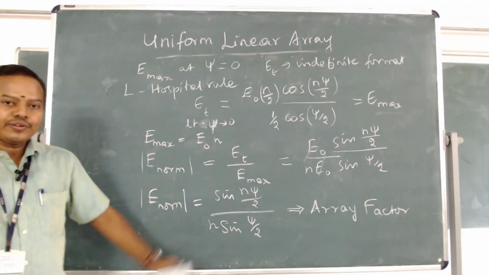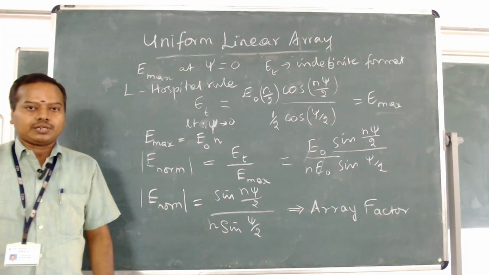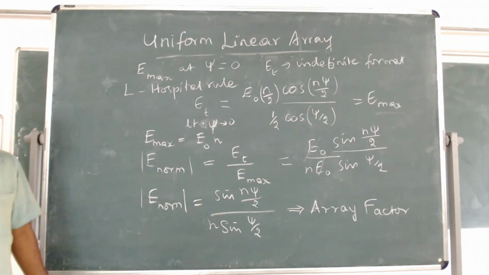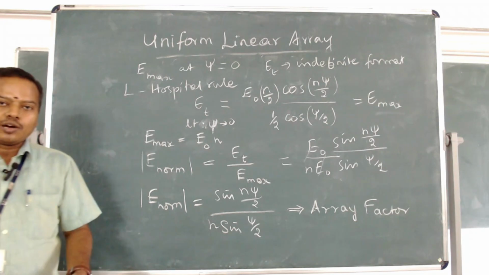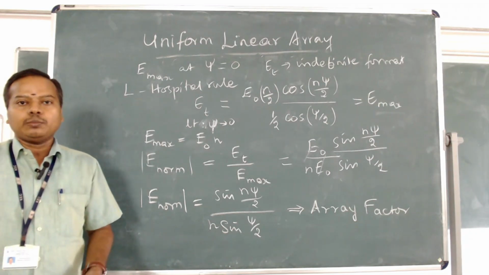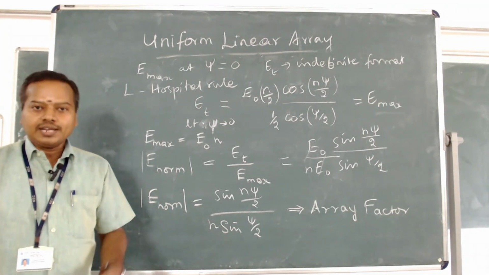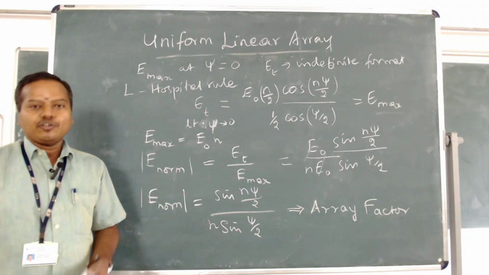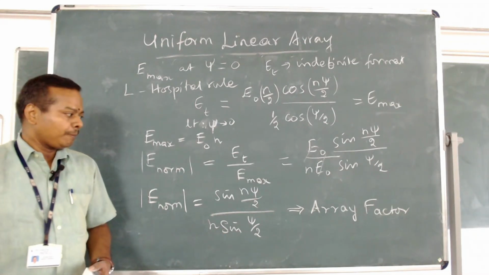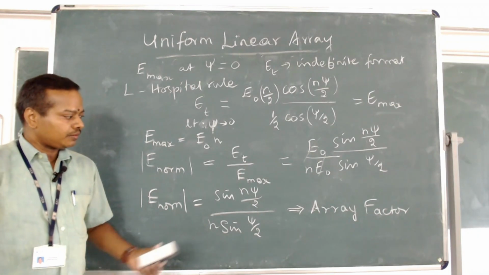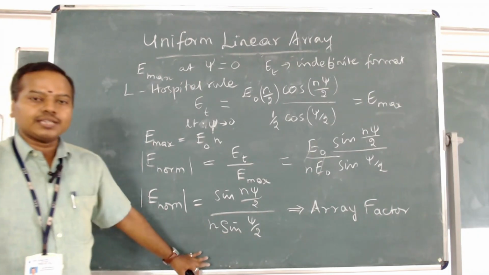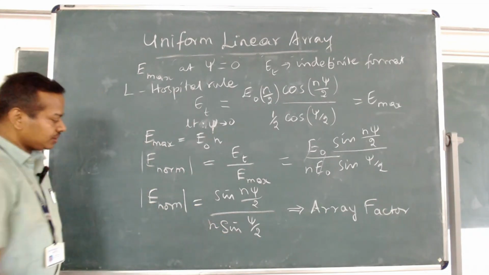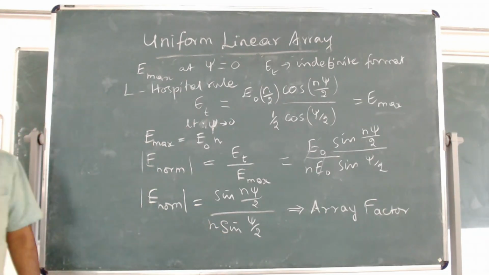Array factor is the most important parameter for all sorts of array antennas. By finding the array factor, we can find all sorts of radiation characteristics like radiated power, radiation intensity, half power beam width, first null beam width, and so on. All the radiation characteristics can be estimated from the array factor. So this is the array factor for the uniform linear array.